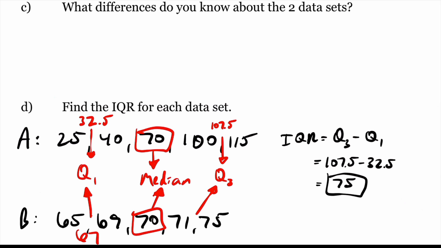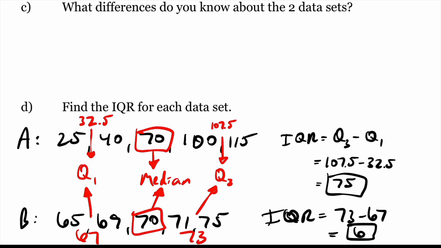Above the median, I only have two numbers. Add them up, divide by 2, what do I get? 73. Okay. So subtract those two numbers. 73 minus 67, I get 6. So you notice it has a smaller IQR than the top one does. Just like standard deviation. B had a lower standard deviation than that. Okay?